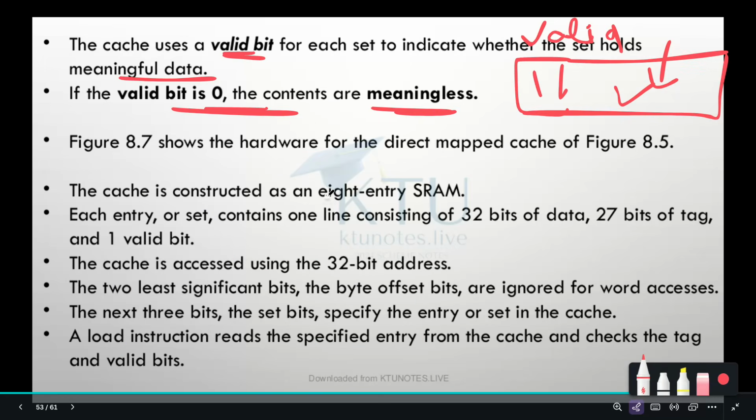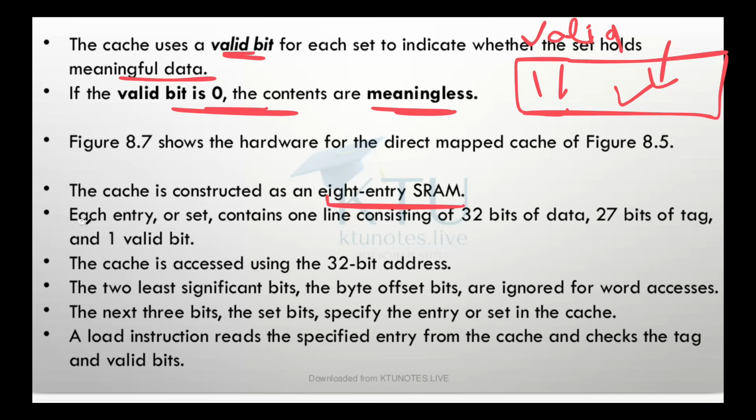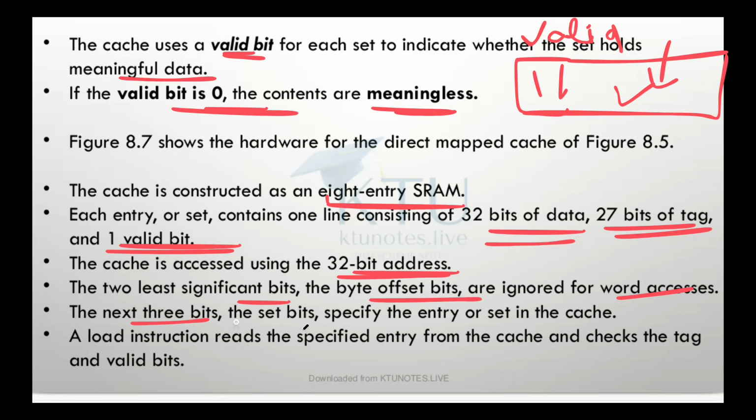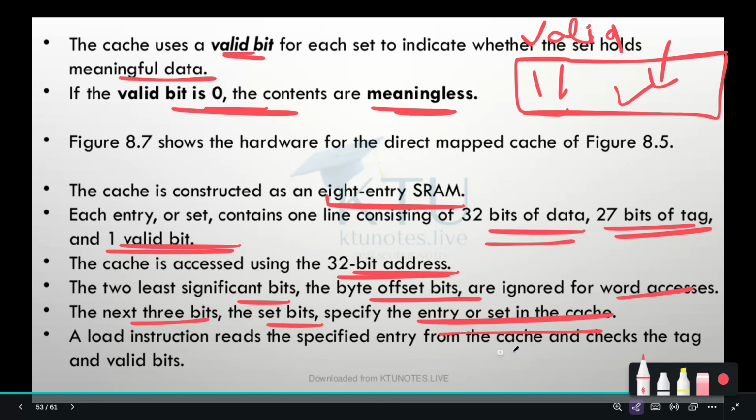The cache is constructed as an 8-entry SRAM. Each entry or set contains one line consisting of 32 bits of data and 27 bits of tag and one valid bit. A cache is accessed using the 32-bit address. The two least significant bits are a byte offset, which is ignored for word accessing, and the next 3 bits are set bits, which specify the entry or set in the cache. A load instruction reads the specified entry from the cache and checks the tag and valid bit.